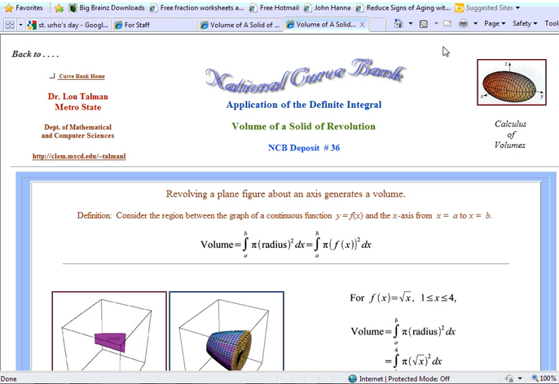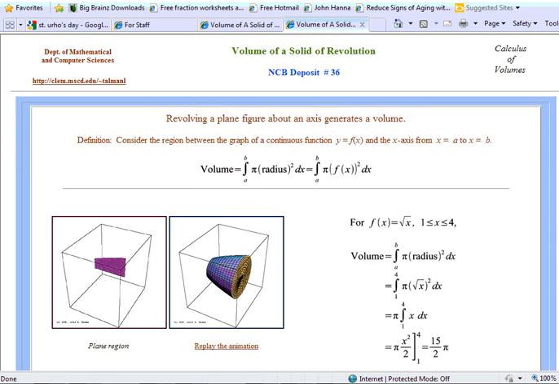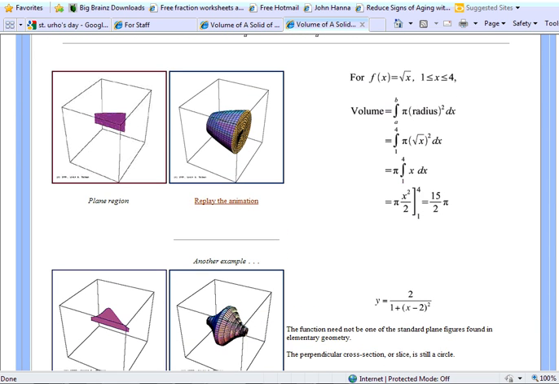Okay, guys? Look and see what's happening here. I'm going to take one of these. This is the region right here, just a plain region. It's a weird shape. And we are going to rotate it around an axis. And we're going to get volume. So yes, this is 3-dimensional.